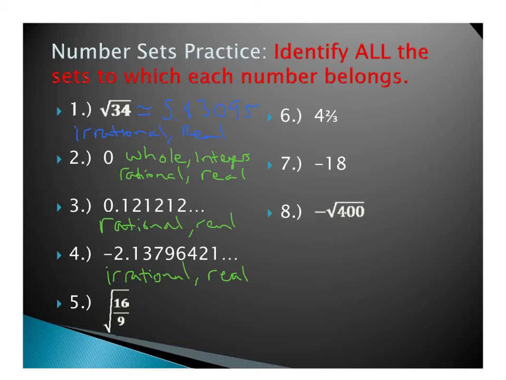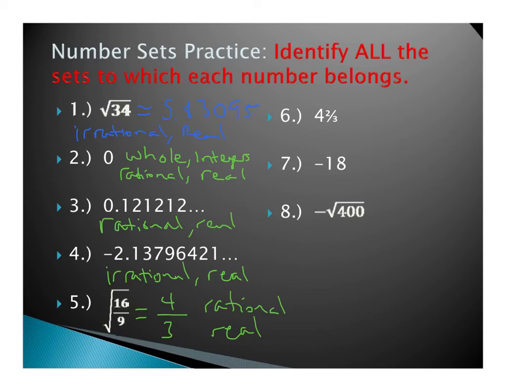Now when we see square roots, a lot of times we're thinking, oh, it's got to be irrational. But with number 5, what's our square root of 16? Well, that's 4. What's our square root of 9? Well, that's 3. 4 over 3. That's a fraction. And remember we said that rational numbers can be expressed as fractions, so we know this is rational, and we know that it's also real.